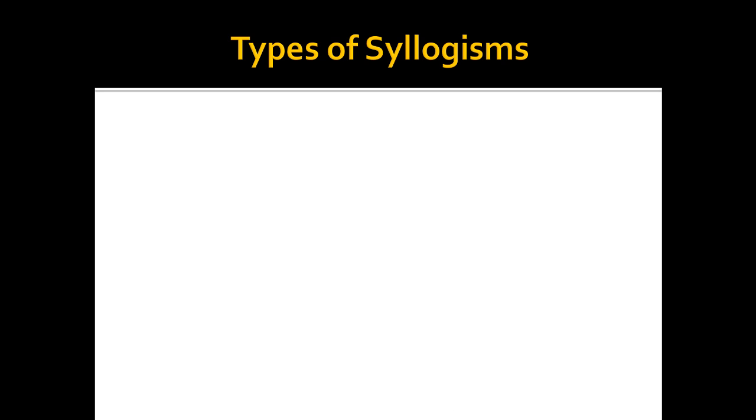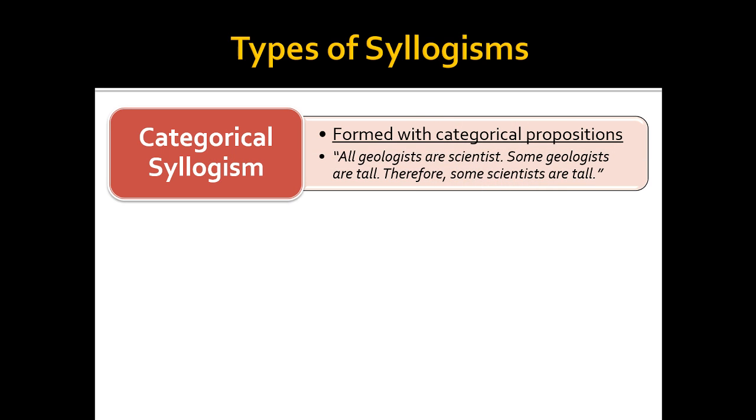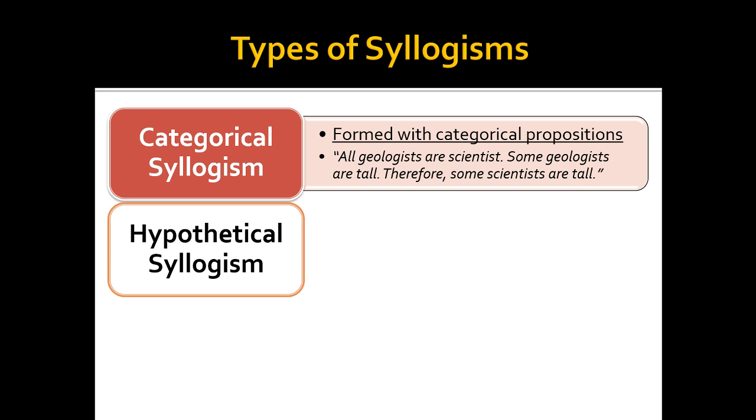Okay, so there are different types of syllogisms. The first one is what's called the categorical syllogism. This is formed with categorical propositions. All geologists are scientists. Some geologists are tall. Therefore, some scientists are tall.